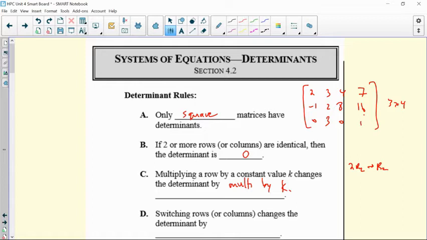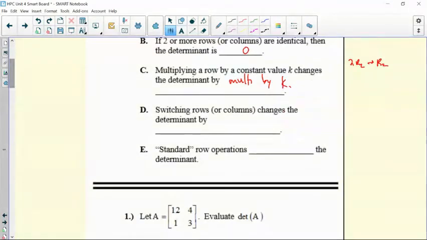And if you switch the order of your rows, or columns too, it doesn't really matter, that's going to make your determinant off by a factor of -1. So every row switch changes it by a factor of -1.